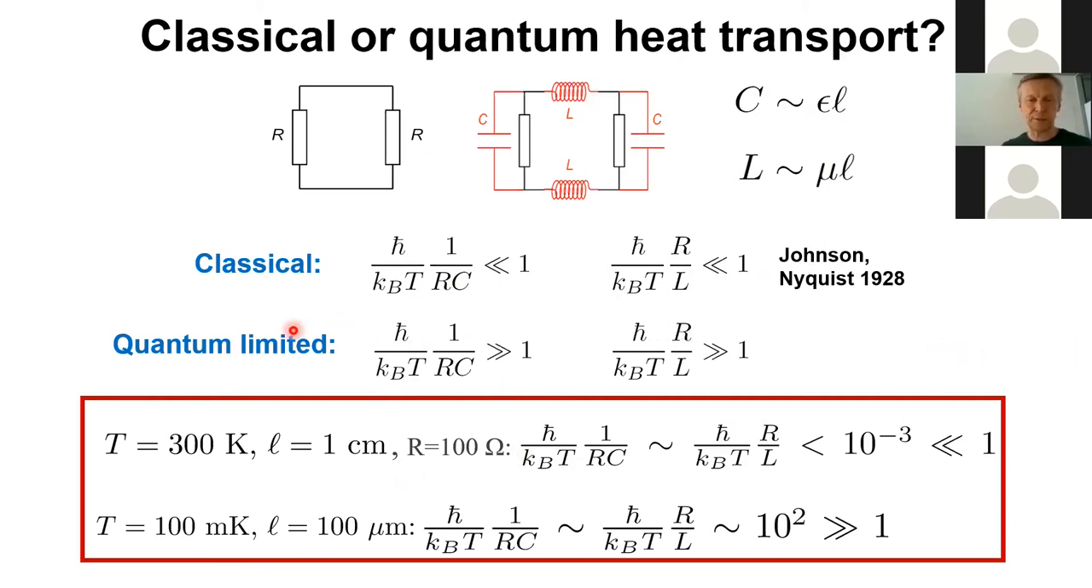If you just take this typical case, let's take room temperature, 1 centimeter, so a macroscopic circuit at room temperature, resistance 100 ohms as an example, you find that these conditions are telling us that we are deep in the classical regime. So the inequalities are satisfied in that way. However, if you take the same resistor, put it at 100 millikelvin, and the circuit size is 100 micrometers, you see that we are really in this quantum regime. So you can only reach this by working at low temperatures and having small circuits, or maybe some sort of matched circuits as these distributed elements in this latest experiment.